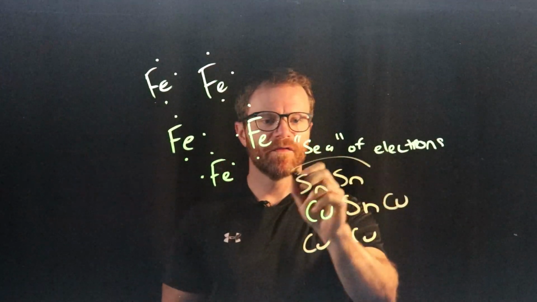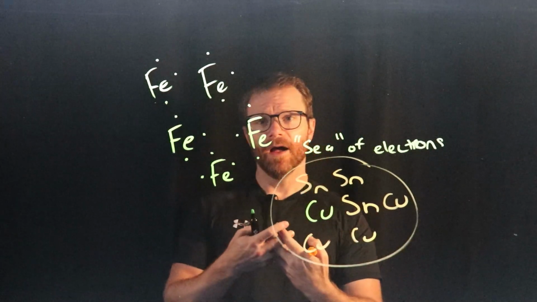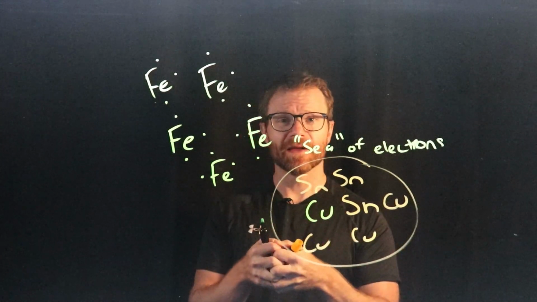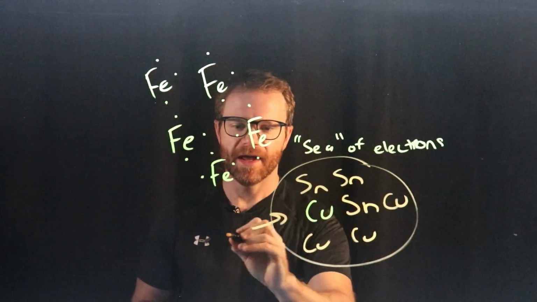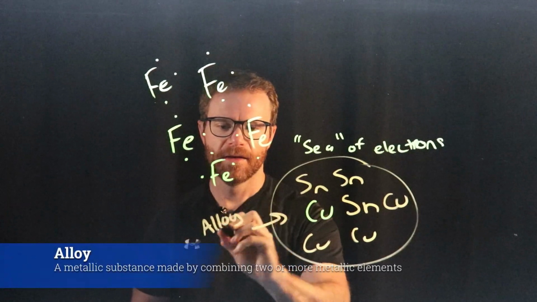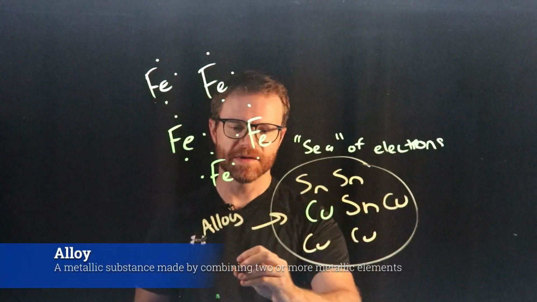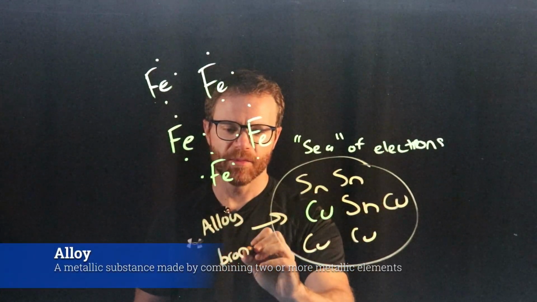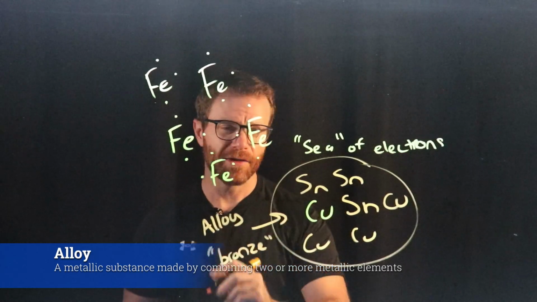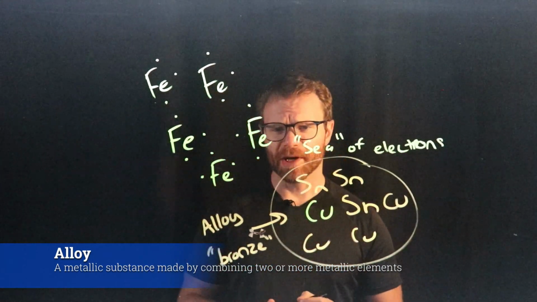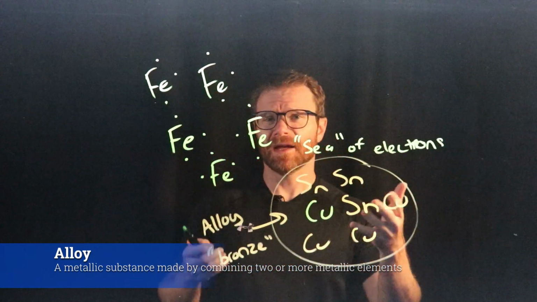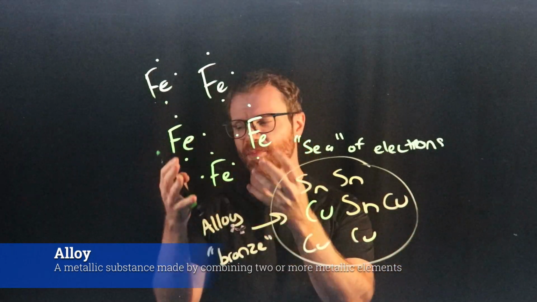And of course, when you have more than one metal element bonded together through metallic bonding, that's what's known as an alloy. And this particular alloy of copper and tin is called bronze. You've probably heard of it before. It's okay if you haven't. It's not something you need to have memorized for my chemistry class. It's just something that's kind of useful to know about this metallic bonding.